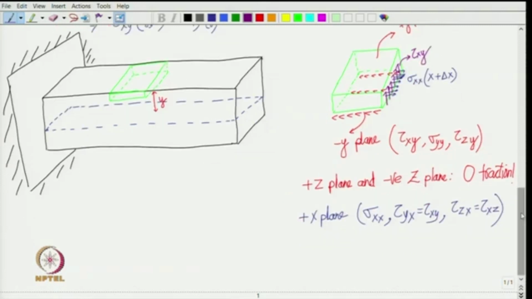Okay. Similarly, we can also draw the traction components on the negative x plane, but let us not do it because it is going to make things messy. Now, let us do the total force balance only for the force in the x direction. Okay. So, let us do the force balance in the x direction.